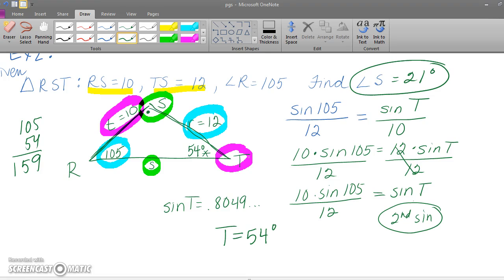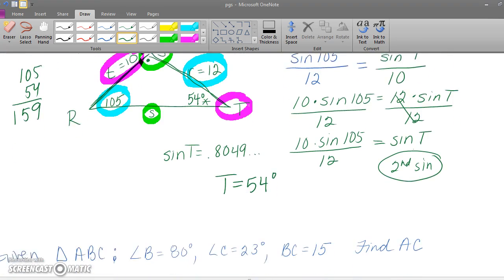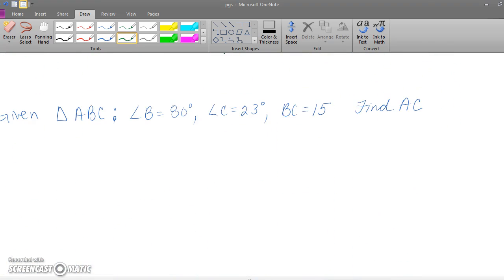There's one more example we're going to do. Again, if it gets going too fast, just stop it and rewind. Here's our last one on your notes. Triangle ABC, angle B is 80, angle C is 23, BC is 15, find AC. So, label it A, B, C. B is 80, C is 23, BC is 15. We want to find AC, so this would be little b.